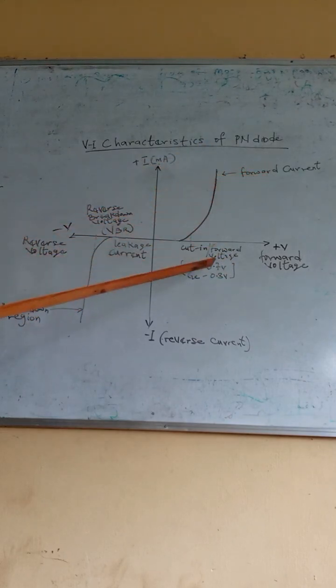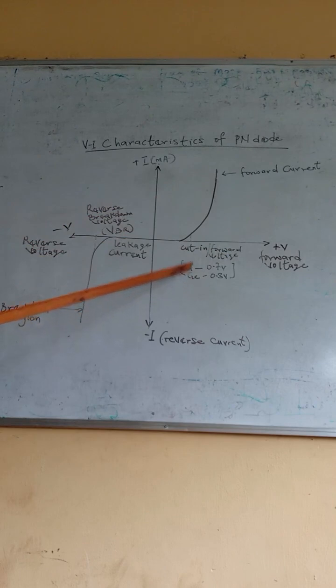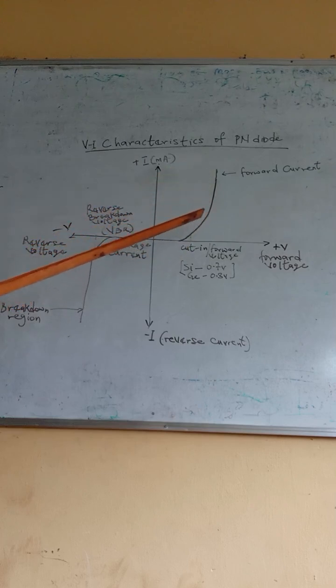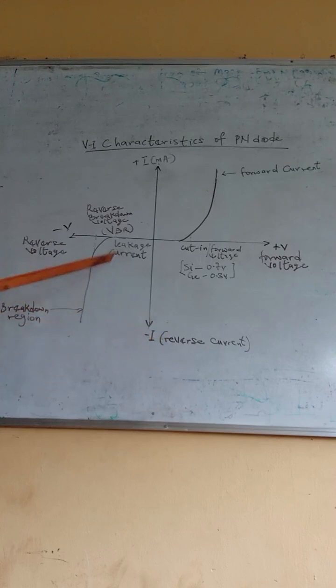That's when the forward current will set in and conduction starts. But if it is germanium, by the time it reaches 0.3 volt, conduction will start. And this is the forward current. The forward current will move up like this. Then we have the reverse current here. These are the forward current, reverse current, forward voltage, and then the reverse voltage here.